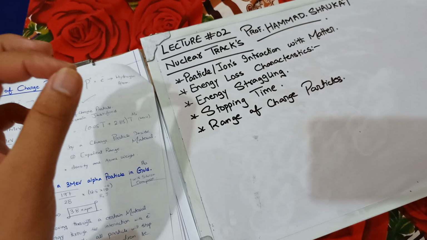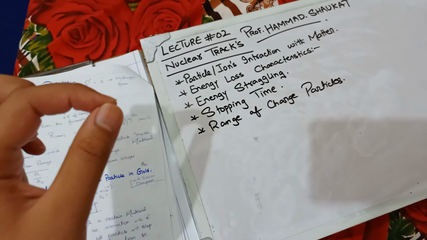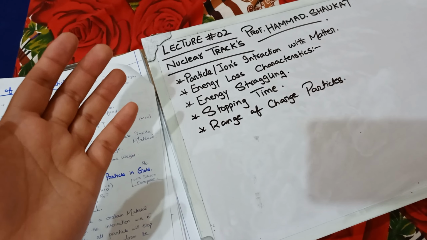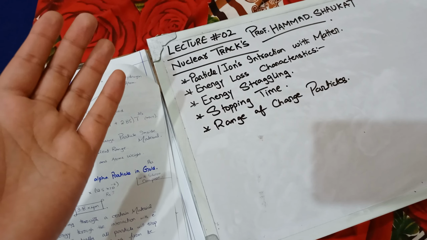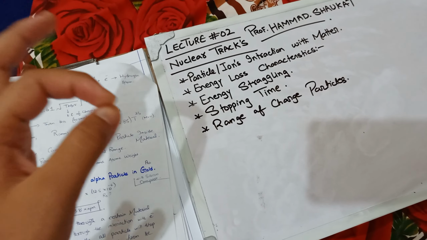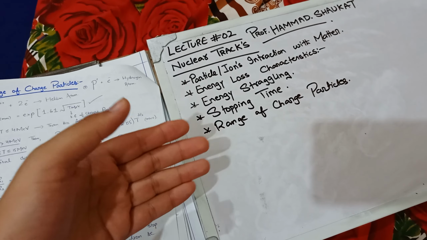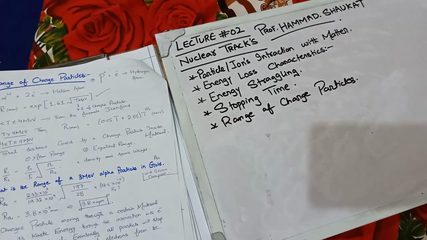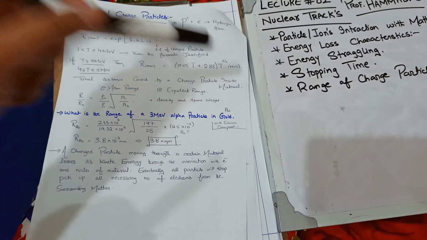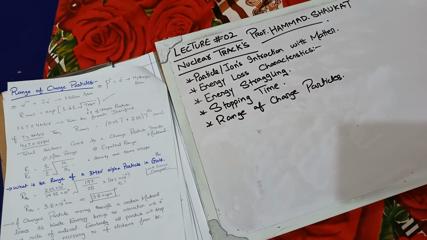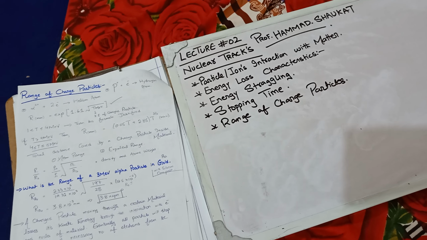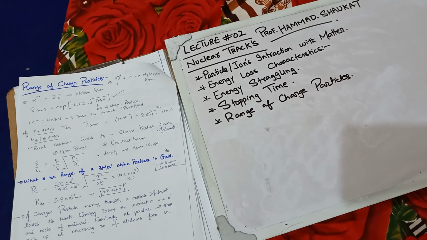We also discussed stopping time, found its formula relation, and how to find it. You all know what stopping time is: the time to stop a particle when it penetrates into the medium. And we also now discussed the range of the charged particle. So that's all for today's lecture number 2 of principles, matters and applications of nuclear tracks.